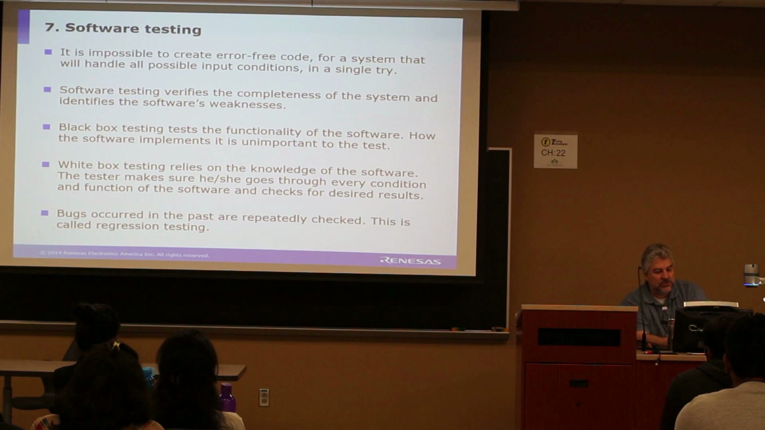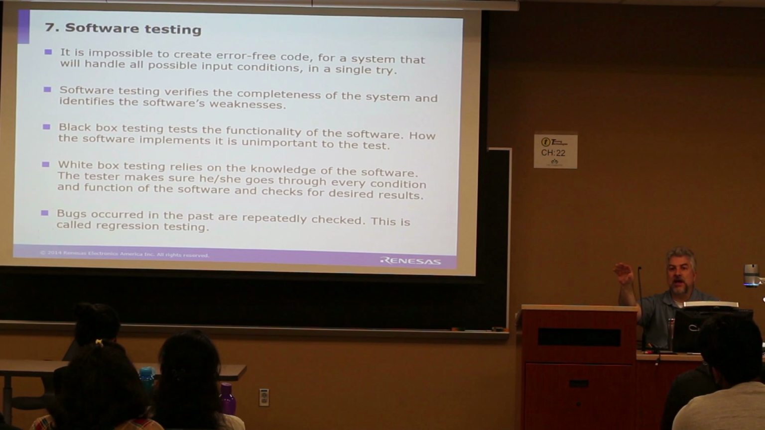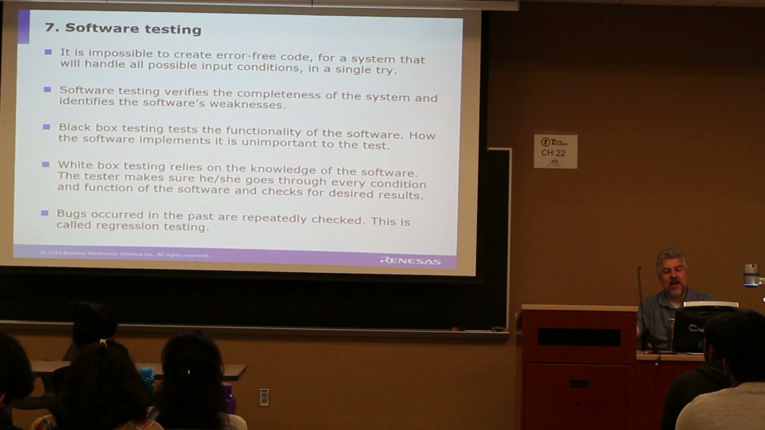One is called black box. Actually, you could do this at a lower level too, with individual units. Black box means that you have no idea how something runs inside, and you just give it input, stimuli, and then you expect a certain output. White box testing relies on the knowledge of how the software flows inside, and the tester will make sure that they go through all the lines of code with all the possible ranges of values that the code could have.